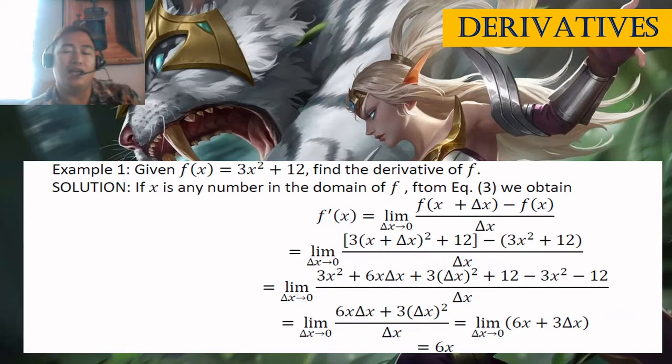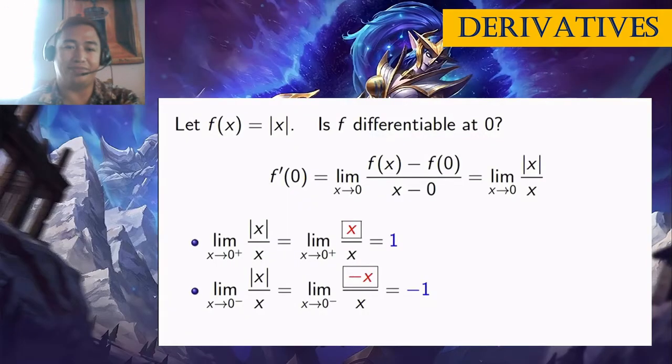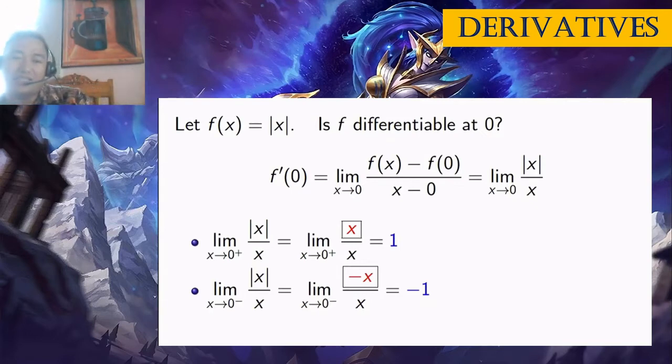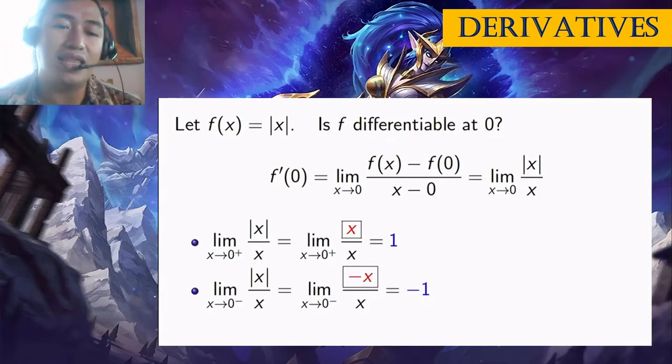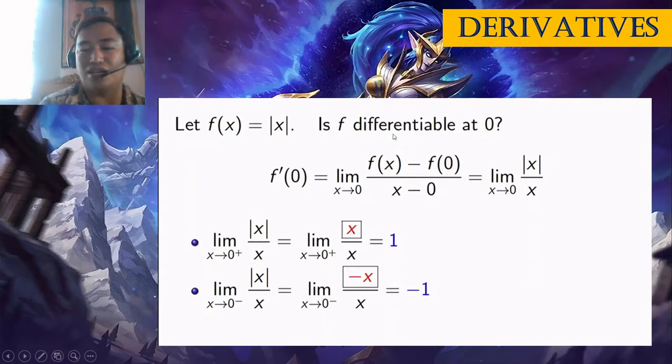So, later, class, mag-solve ta nga mas sayon na lang kaayo kay shortcut na sila. So, now, next. Last example ni. Let f of x is equal to the absolute value of x. Is f differentiable at 0? Unya pa later ang meaning sa differentiable. So, f prime of 0 is equal to the limit of f of x minus f of 0 over x minus 0 as x approaches 0.